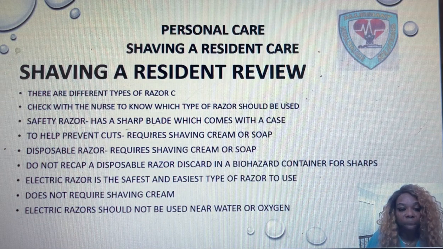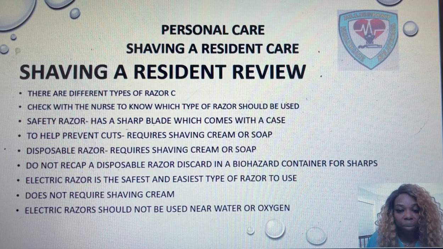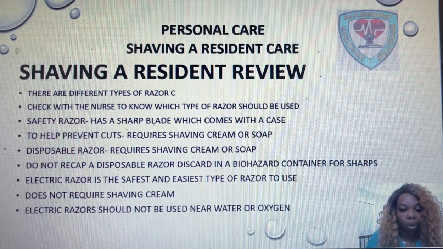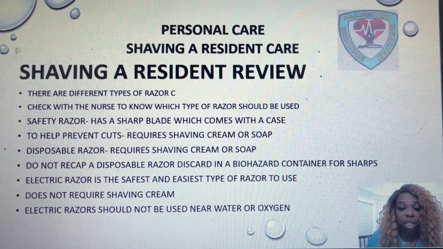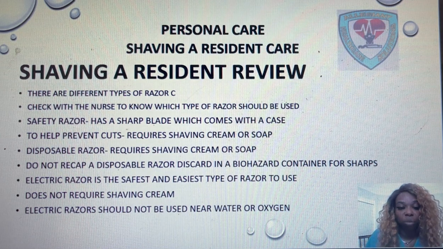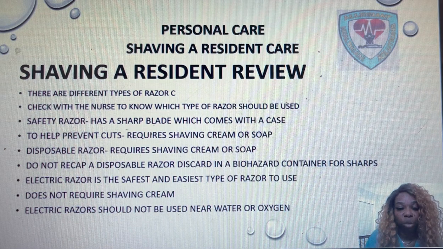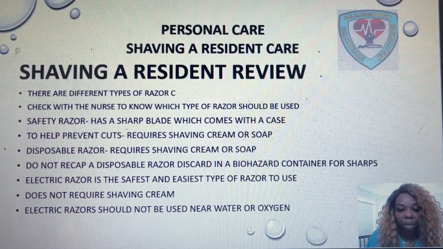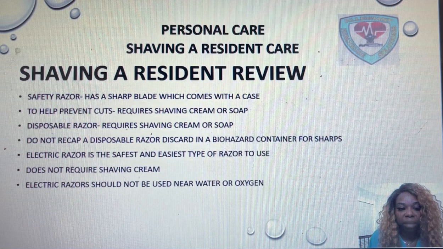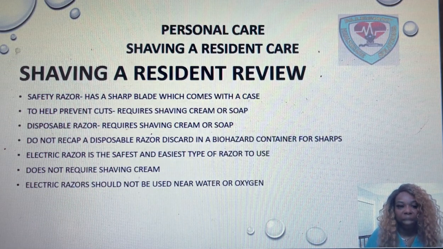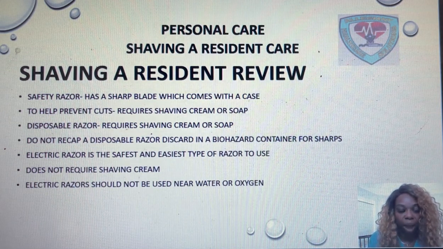The electric razor is going to be the safest and easiest type of razor to use. It does not require any shaving cream. With electric razors, you need to remember the safety precautions. You never want to use an electric razor near water, and you never want to use an electric razor around oxygen, because electricity is required for an electric razor to work, and oxygen is highly flammable. So we do want to keep safety in the back of our minds when we are providing care for our residents.